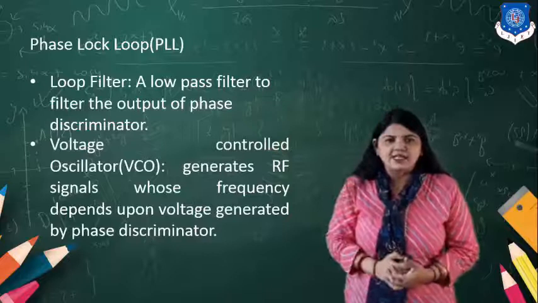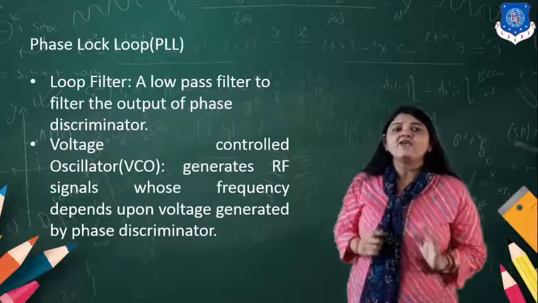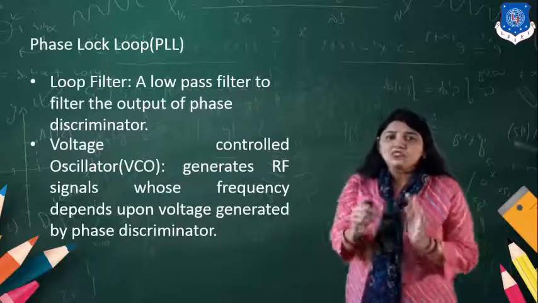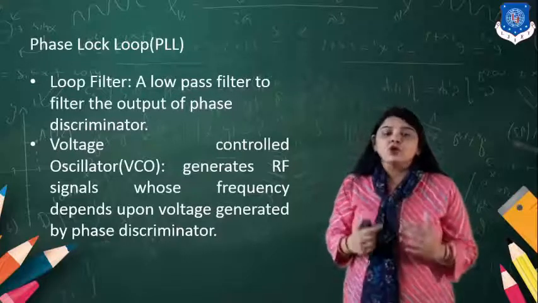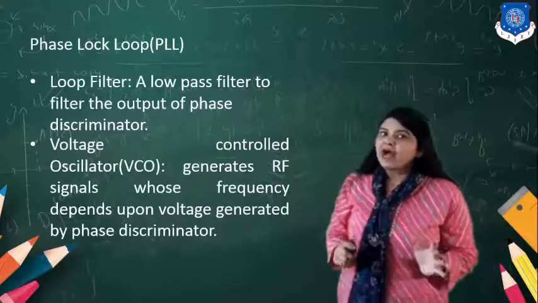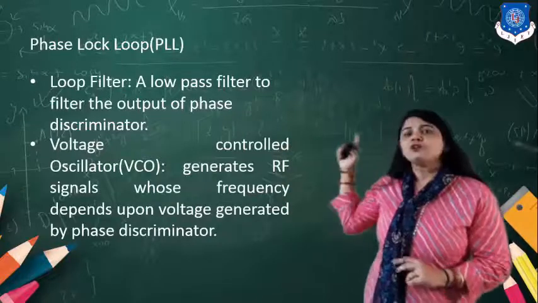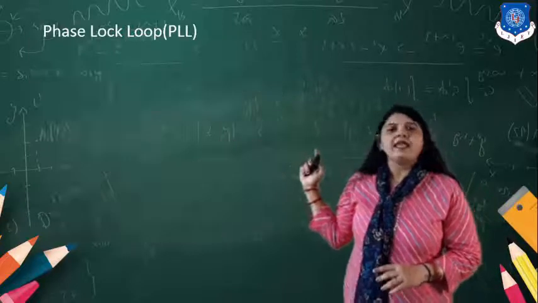Voltage controlled oscillator, what will it do? It will generate the RF signal, whose frequency depends on the voltage generated by the phase discriminator. This way we have the three components of the PLL.